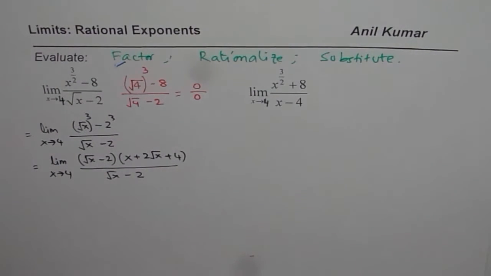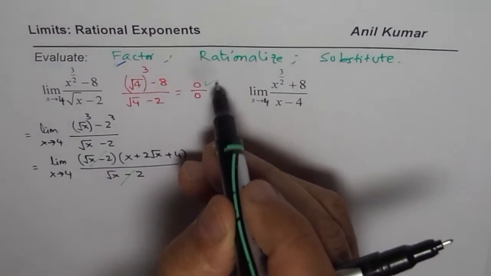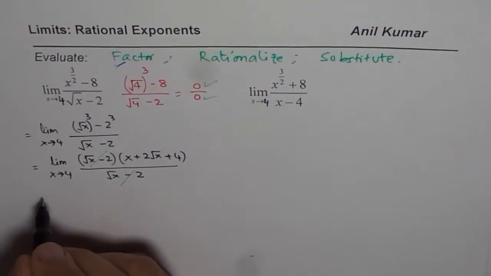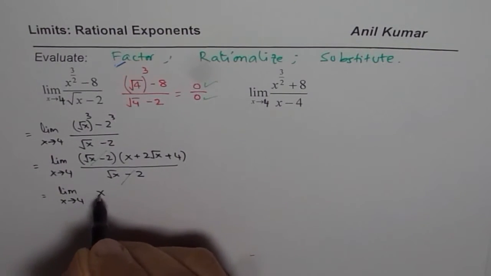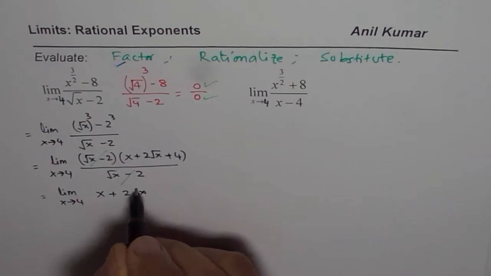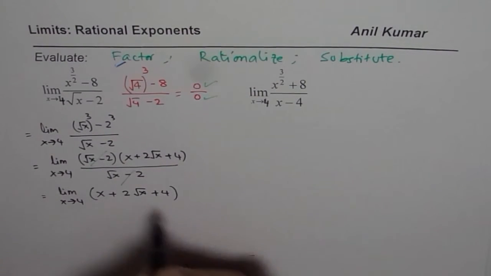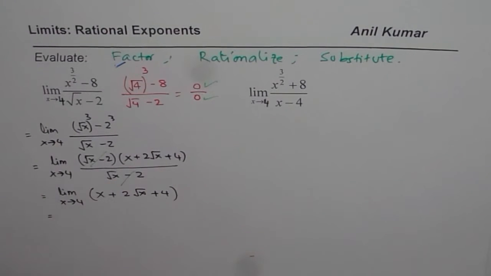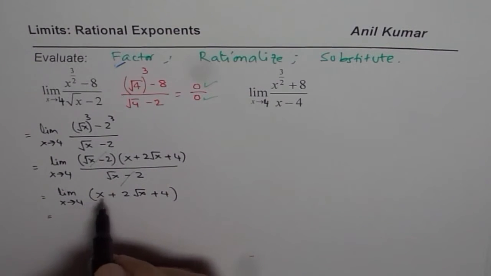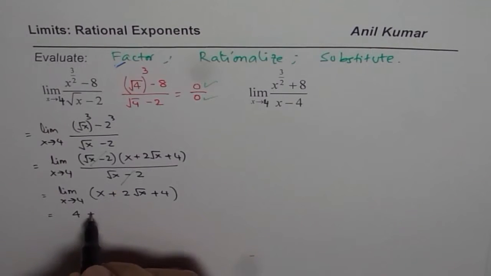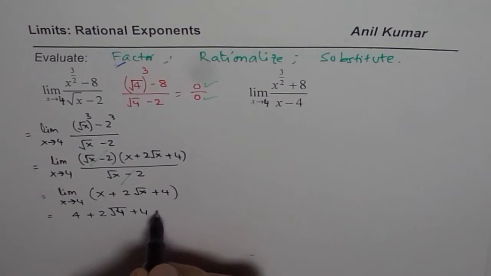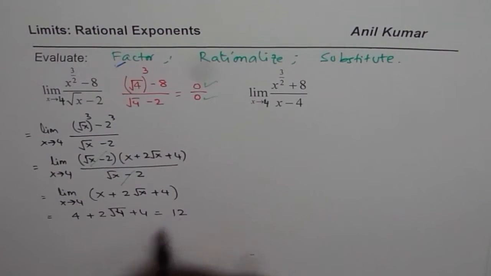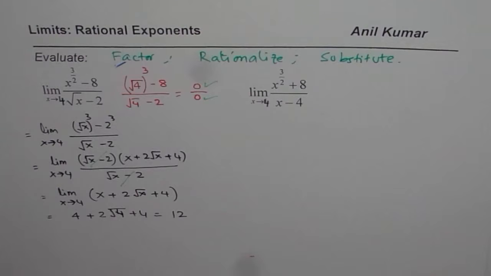Perfect. So now you do get the common factor. This was resulting in those zeros, right? So once we cancel that out, what are we left with? We have x plus 2 square root of x plus 4. Since we have already taken care of the common factor, we can now substitute 4 here and get the answer. So we get 4 plus 4 plus 4. That means 12. So the limit for this function is 12. So we get the answer for the first question.